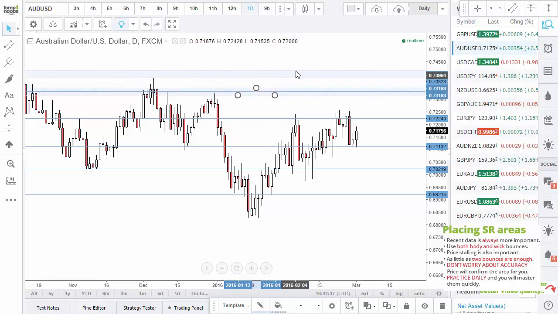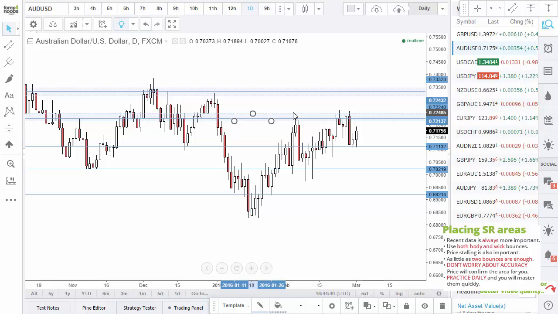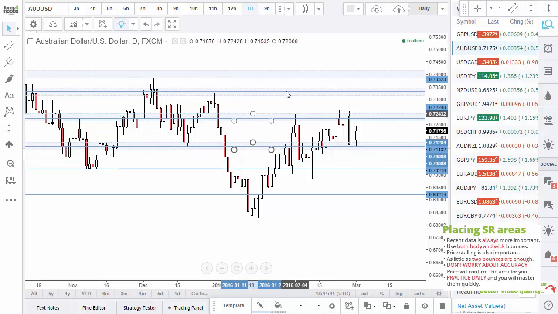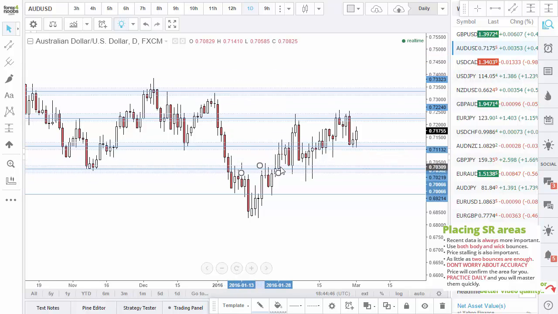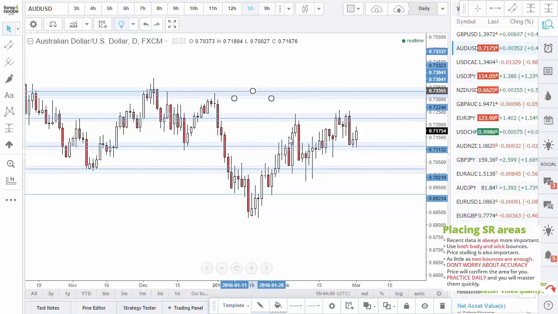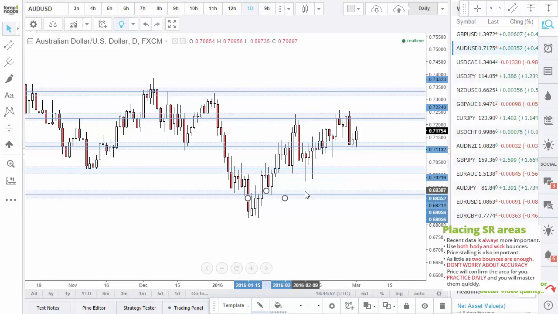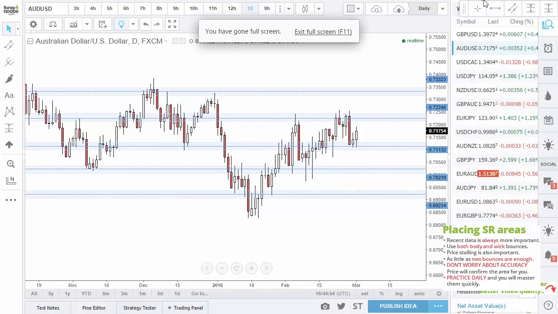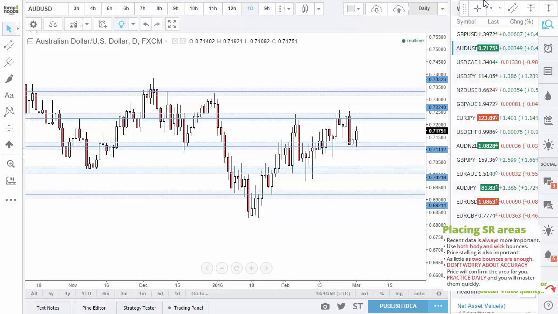A lot of people ask me, how do you get more confident placing support resistance areas? And the answer to that is dead simple. You just place them every day. Place your support resistance areas. Next day, delete them and replace them. Place them on new pairs. Place them on as many pairs as you can. If you just keep placing your support resistance areas and trading from those areas, you'll start to get more and more comfortable with placing your support resistance areas.